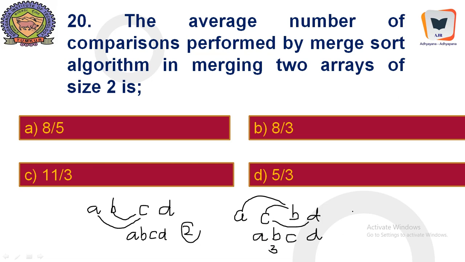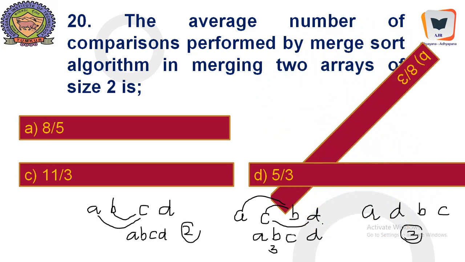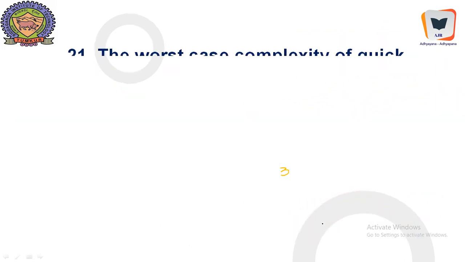On the other hand, the last possible example could be A, D, B, C. Here again we need three comparisons. So in all the three possible cases with two-element arrays, we have 2 plus 3 plus 3. 3 plus 3 is 6, and 6 plus 2 is 8. So it should be 8 by 3. 8 by 3 comparisons on average.